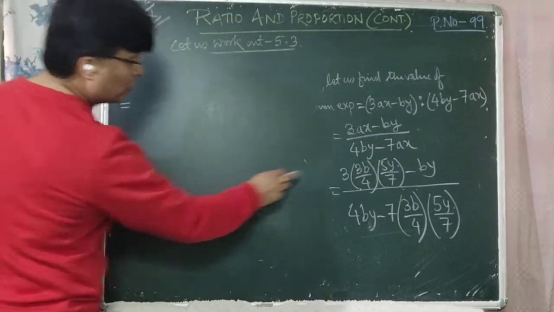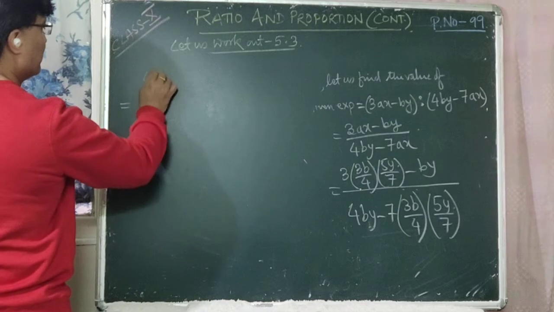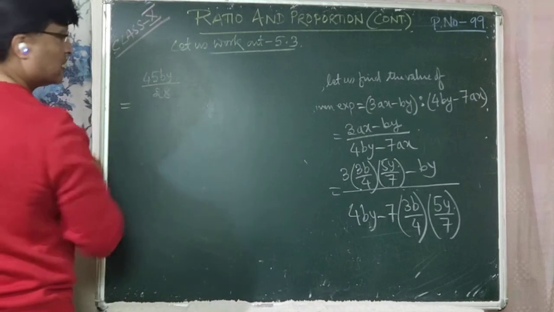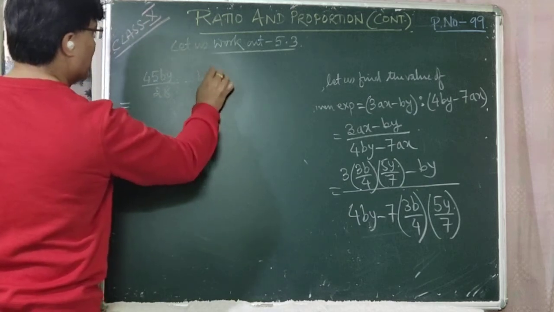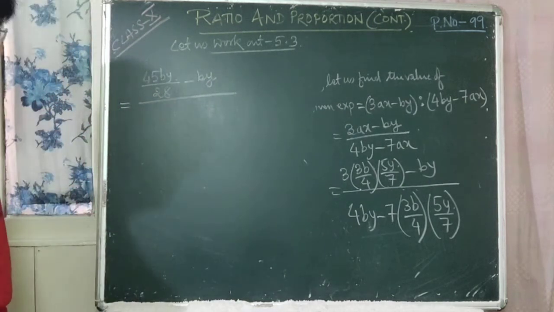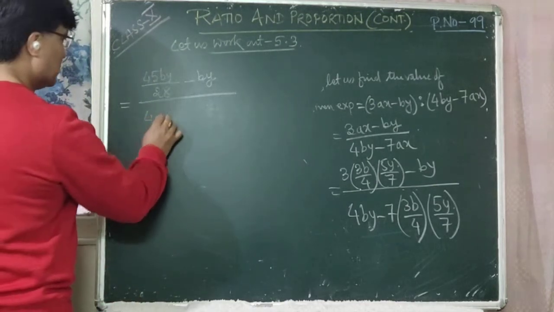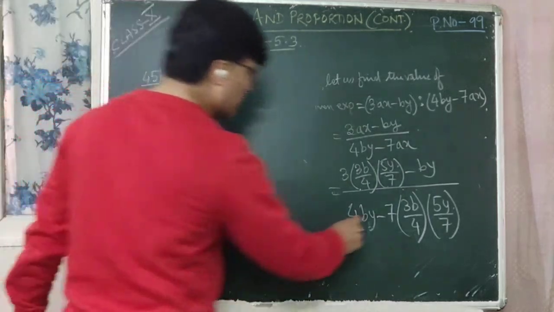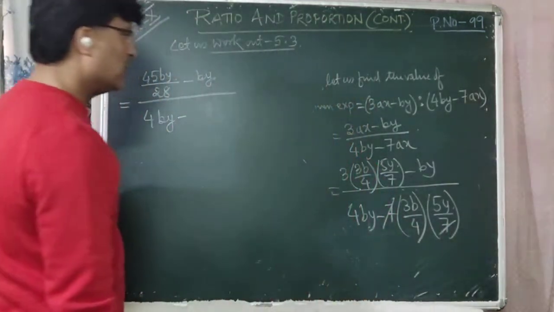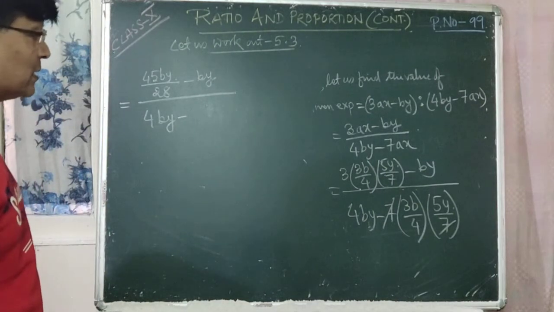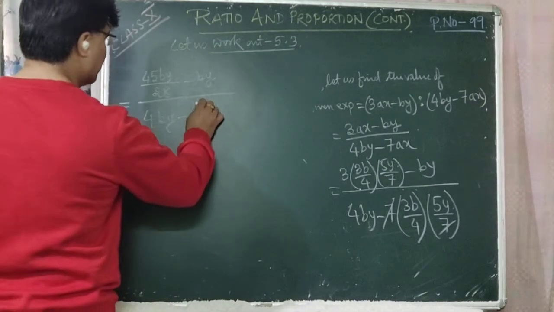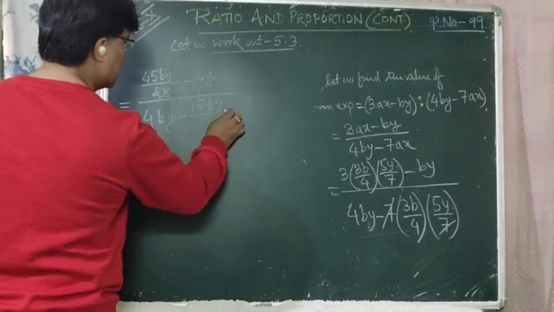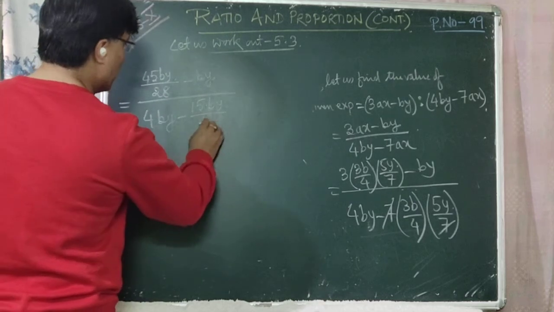So which is equal to 3 3s are 9, 9 5s are 45. 45π divided by 7 4s are 28. Then minus π, this whole divided by, in the denominator there is 4π and minus, so here you can cancel these 7s. So what do we get? 5 3s are what? 15. 5 3s are 15π divided by 4, right?